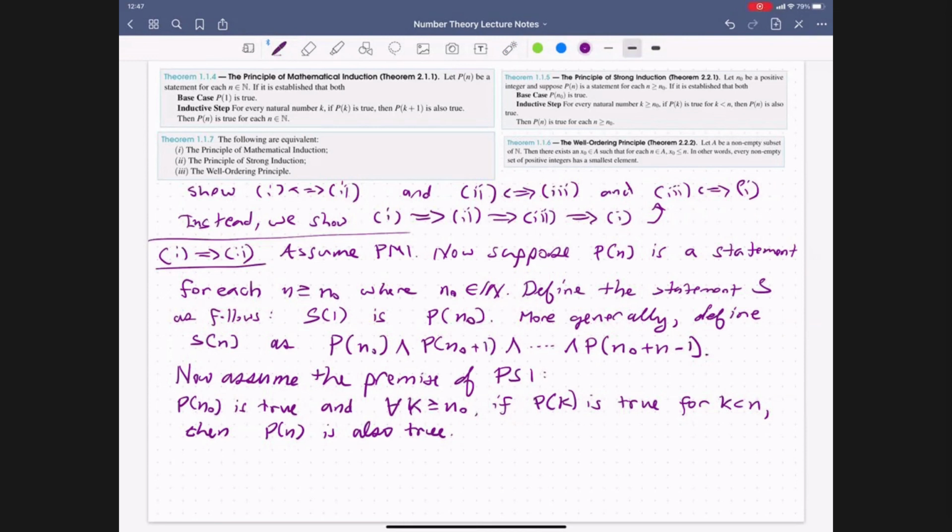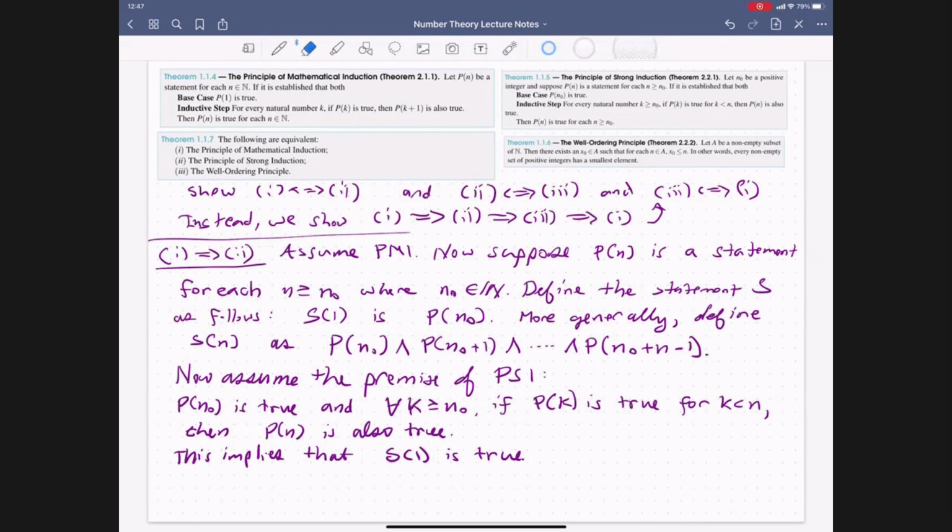So then, this implies that S of 1 is true. Indeed, S of 1, by definition, is P of n naught, but we are assuming that P of n naught is true. So we got that. Now we want to establish the inductive step of this.